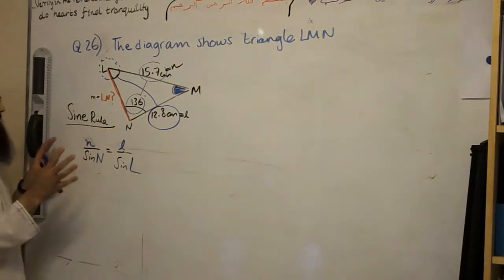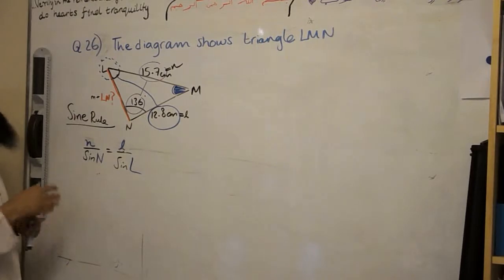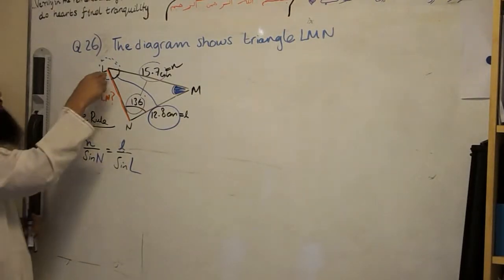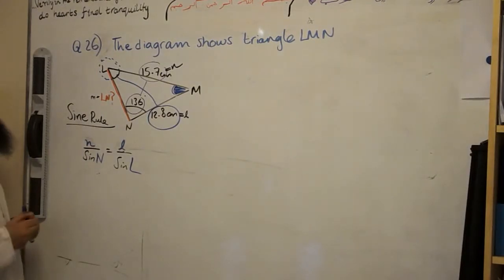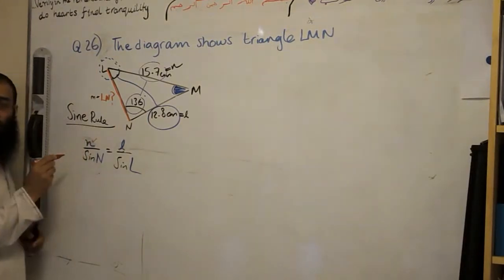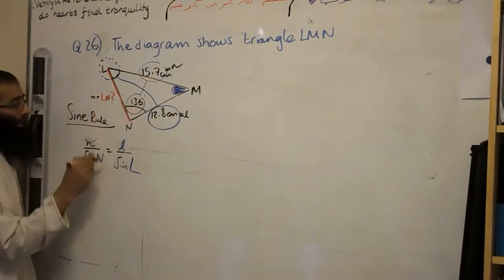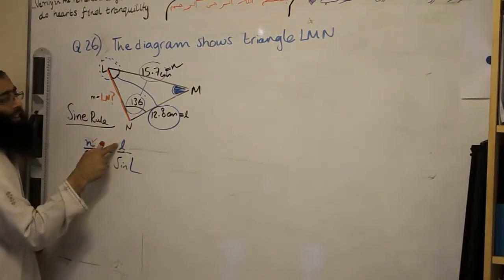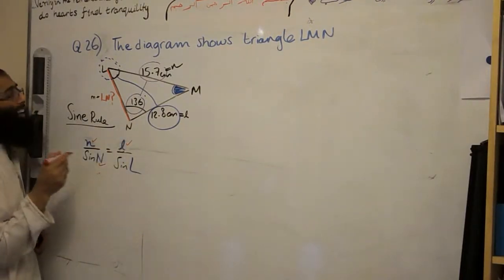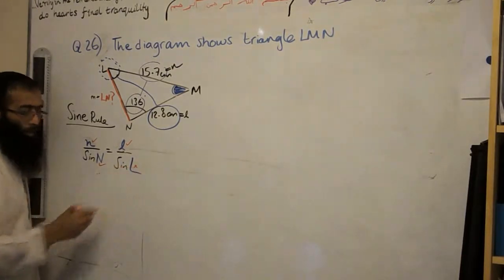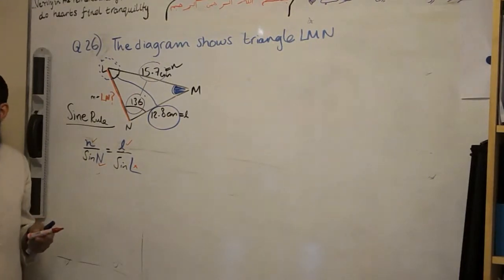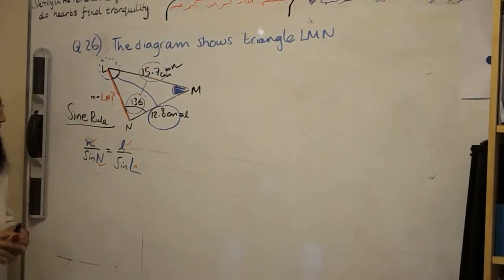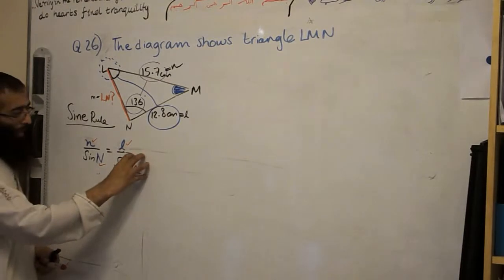So now you put the sine rule in the context of this question. What do we need to work out first of all? We said we need to work out L first, which is here. Do we know what little n is? Yes. Do we know what big N is? Do we know what little l is? Do we know what big L is? No. Good. So we have one unknown and three knowns. That's a good situation, only one unknown. So we need to work out what L is.